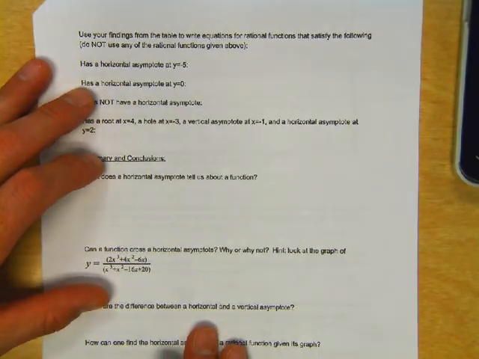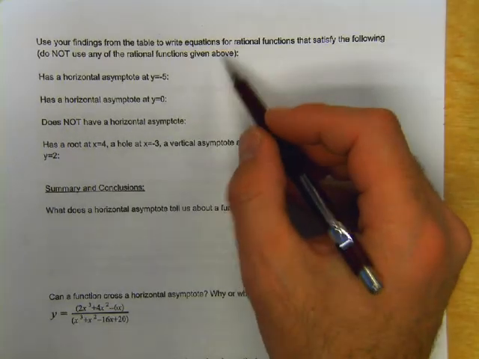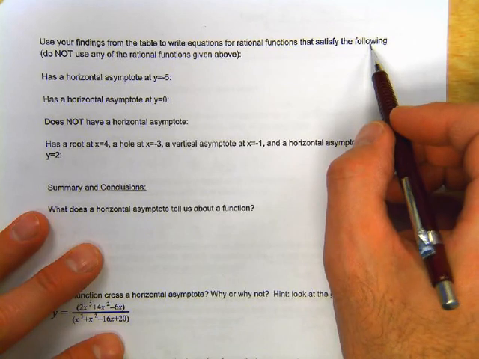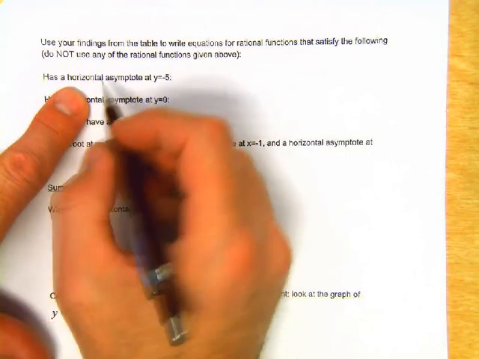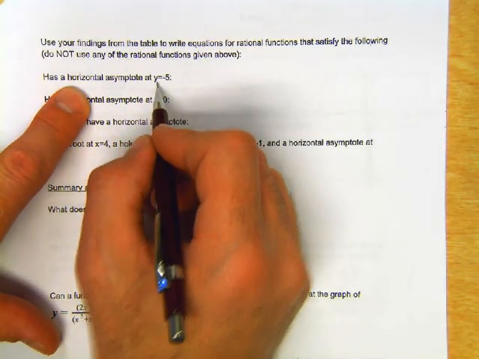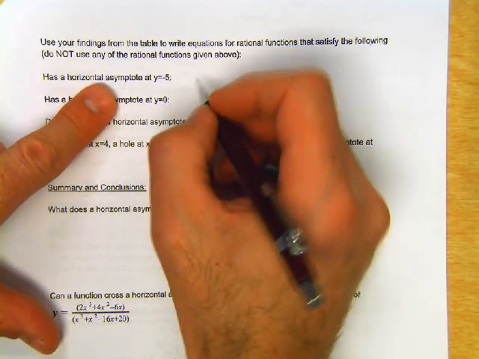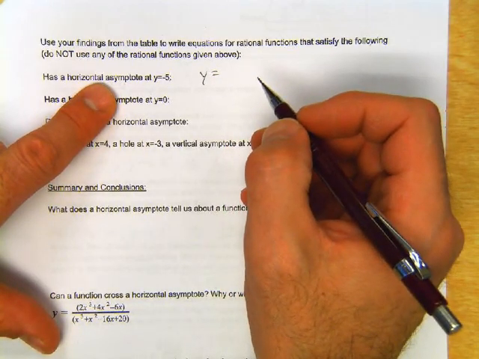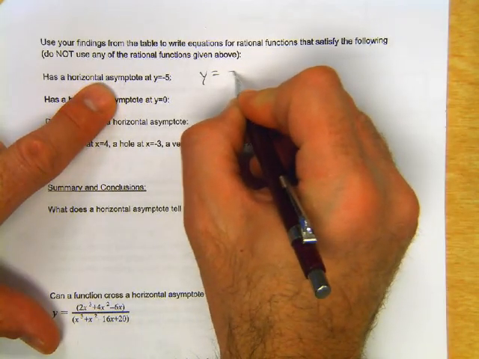All right. Flip the page. Use your findings from the table to write equations for rational functions that satisfy the following. Do not use any of our previous examples. If we wanted a horizontal asymptote at y equals -5, what would our rational function have to look like? Would the degrees in the numerator and denominator have to be the same or different? They'd have to be the same.